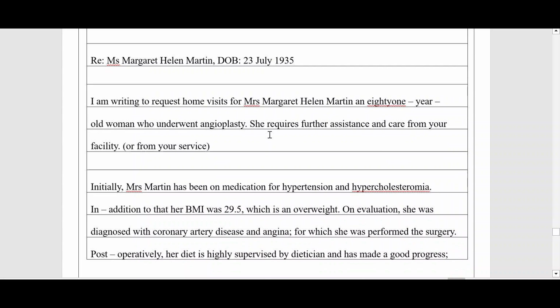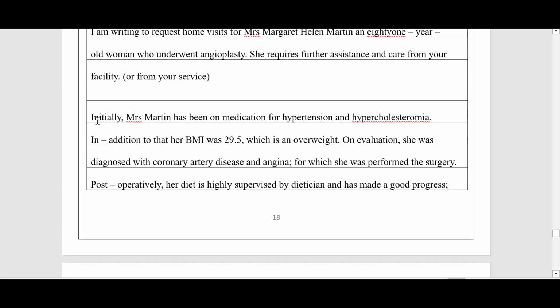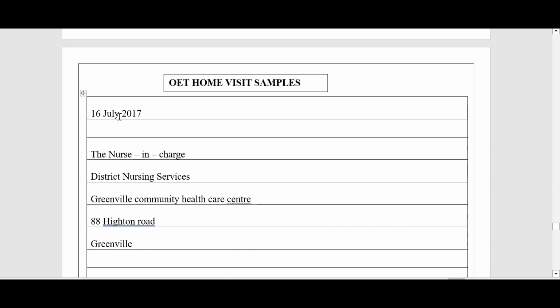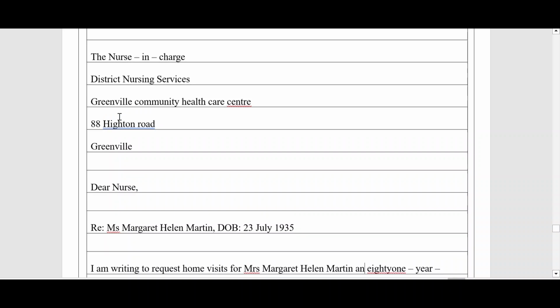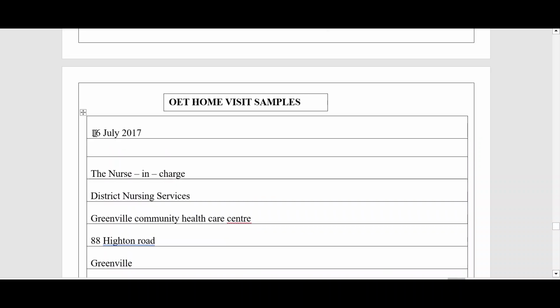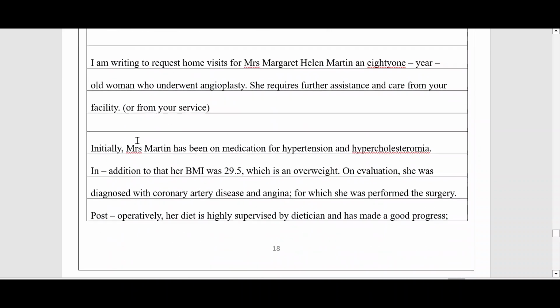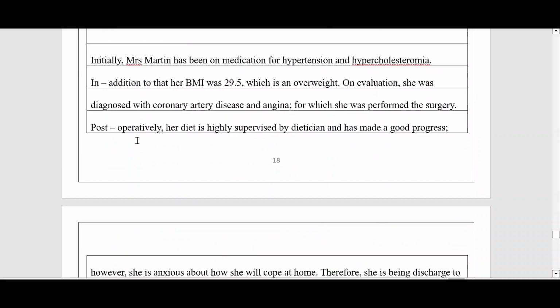So she requires further assistance and care from your facility. This is also right to mention, or else you can mention from your service. Initially, since the date of the admission is not mentioned, you can sometimes mention initially. If you want to mention the date, the date format should match with this one date. This is a discharge date, today's discharge date, whatever it is, you should mention here. I have clearly explained it in my previous video as well. Now I will not go much into it here.